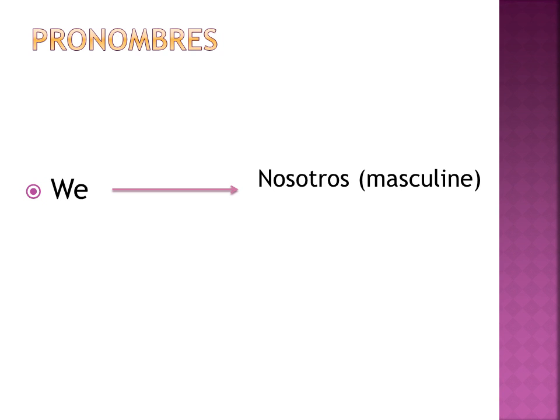Okay, the next one that we have is we. In Spanish, we have two forms. The first one is nosotros when it's masculine, and nosotras when it's feminine. Now, we use nosotras when it's a group of girls. Now, what happens if it's a mixed group? If it's a mixed group, we always use the masculine. So we would use nosotros. It doesn't matter if there's 1, 2, 3, 4, 100, 1,000 girls in there. If there's one guy in the group, then we always go with the masculine.